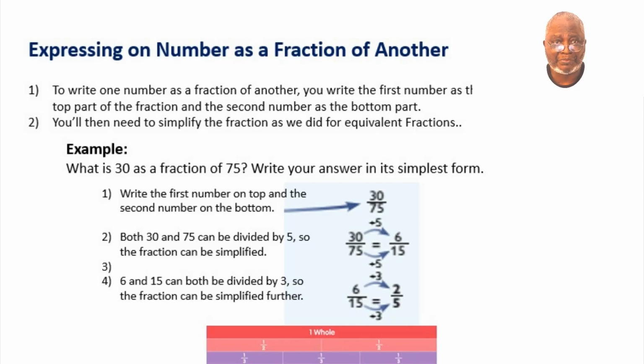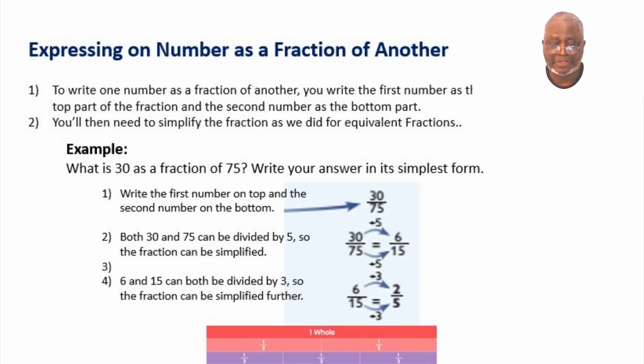Remember, a fraction is simply a division sum. So, write the first number on the top and the second number on the bottom. And then you find a factor that will divide them to their simplest forms. So both 30 and 75 can be divided by 5. So the fraction can be simplified. And 30 divided by 5 is 6. 75 divided by 5 is 15.